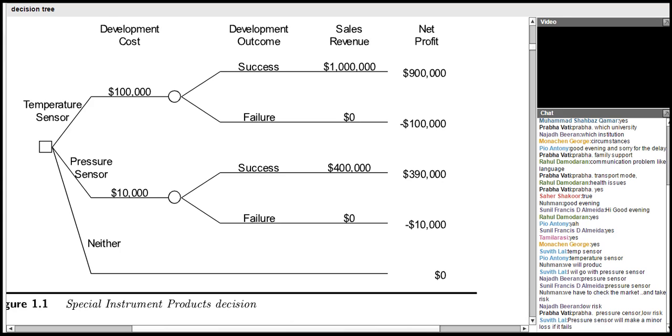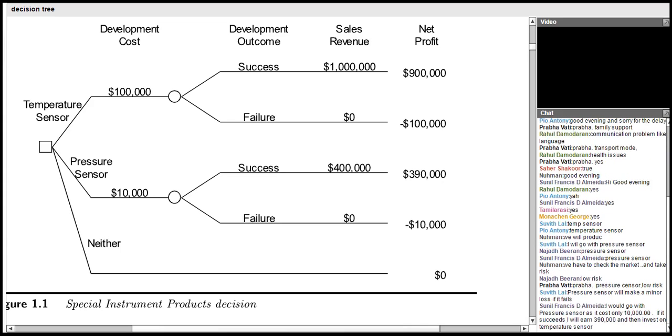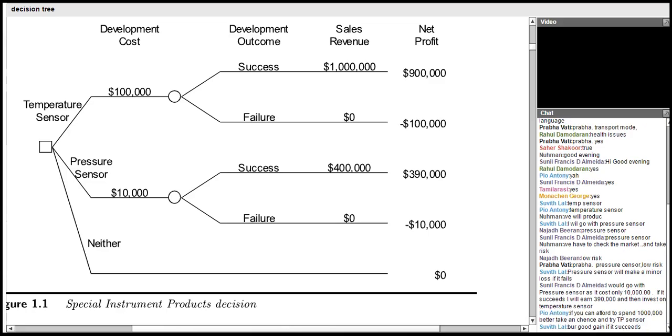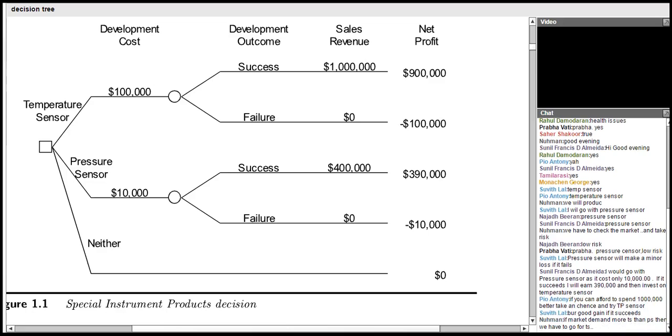Okay, so if it's a pressure sensor, we make a minor loss if it fails. Francis says, "I would go for the pressure sensor as it costs only $10,000. If it's successful, we earn $390,000." And Pio says, "If I can afford to spend $1 million, better take a chance and try the temperature sensor." And Sivit says good gain, but if it succeeds, which one is that? Is the temperature sensor, I suppose.